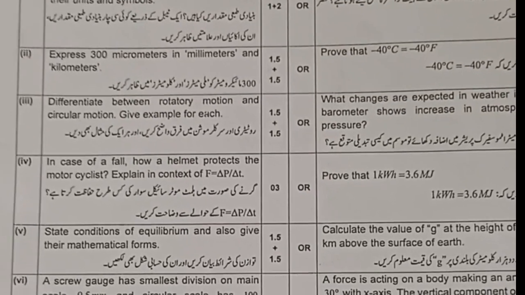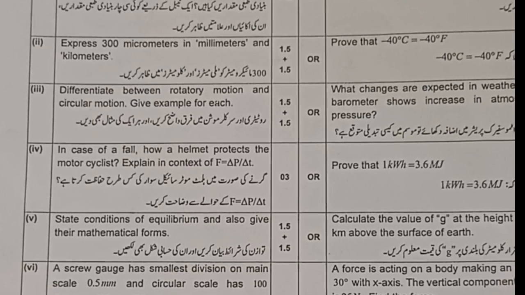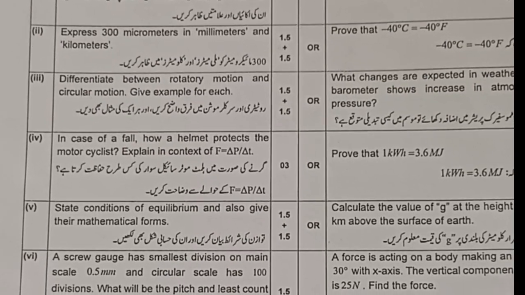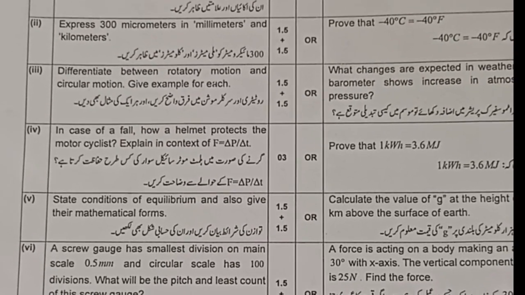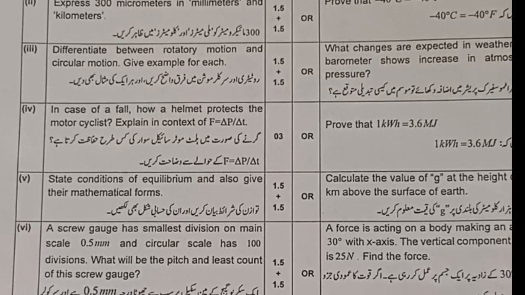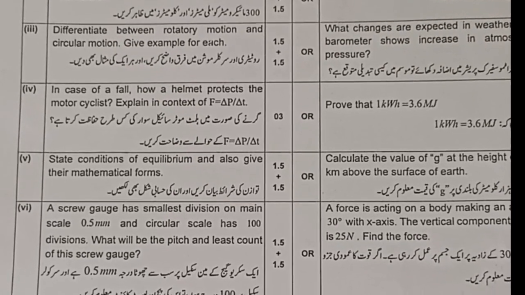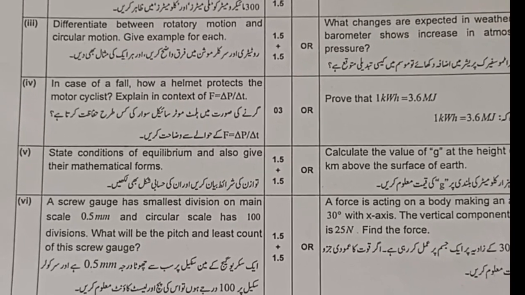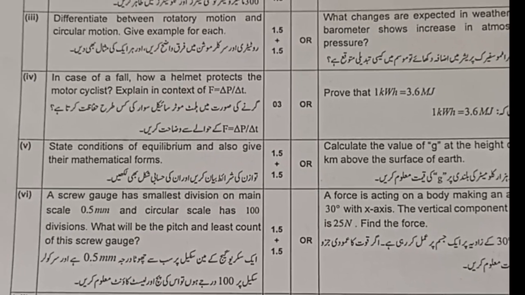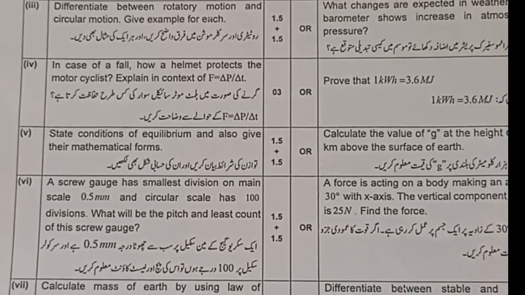The second short question was, express 300 micromillimeter in millimeter and kilometer. The third question, differentiate between rotatory motion and circular motion. The short question 4 is, how does a helmet protect the motorcyclist? Explain in the context of F is equal to change in momentum divided by time.